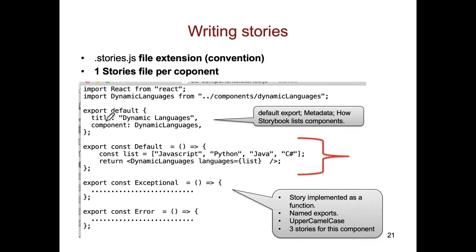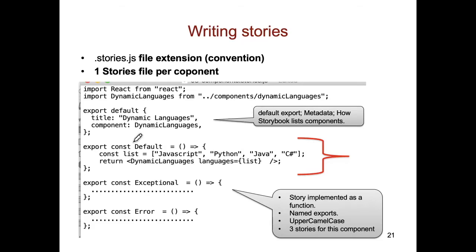Essentially, it contains metadata about what this file contains. You have to have a title property, and it can be any string that you want, but it would obviously be meaningful to give it a name that somehow reflects the component that it relates to. And a component property that refers to the component itself, right? So that relates to that there. That's your default export from this stories file. And as I said on the right here, it just contains metadata.